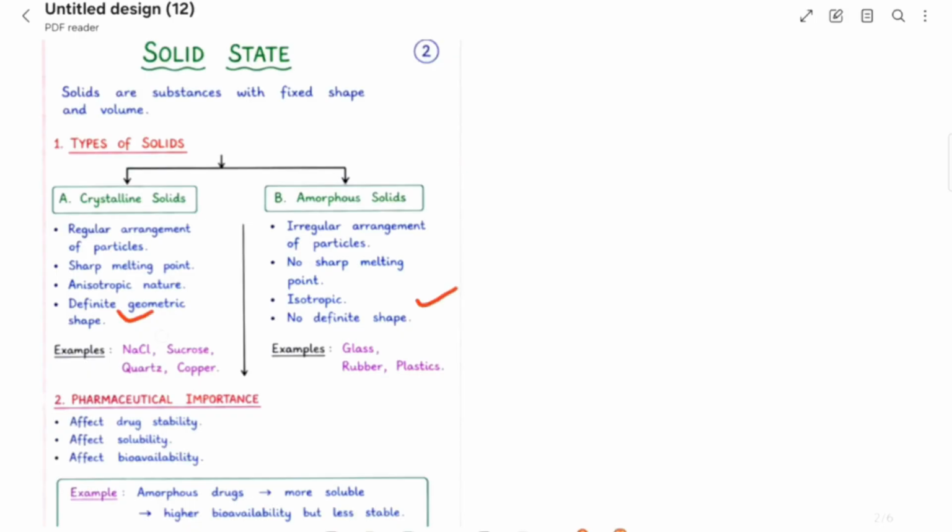Examples of crystalline solids are sodium chloride, sucrose, quartz and copper. Examples of amorphous solids are glass, plastic and rubber.